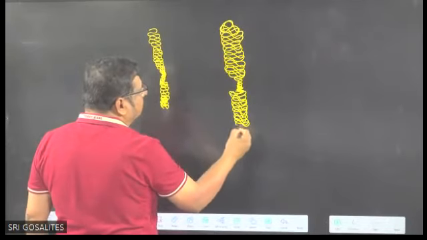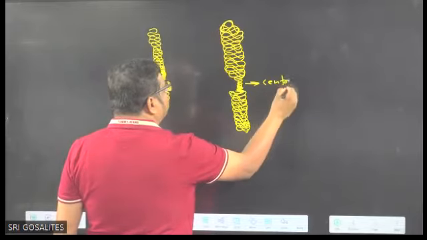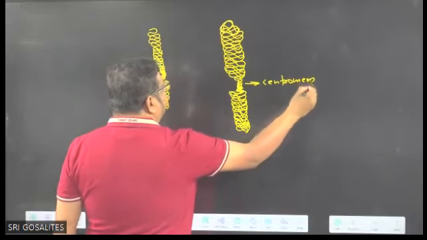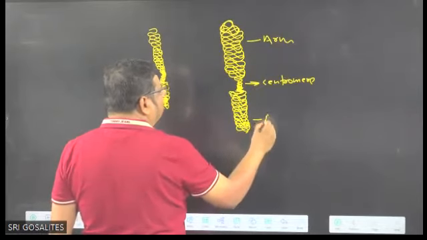This is the chromosome, and this area is called which one? Centromere. And these are called what? Arm. This is also called which one? Arm.